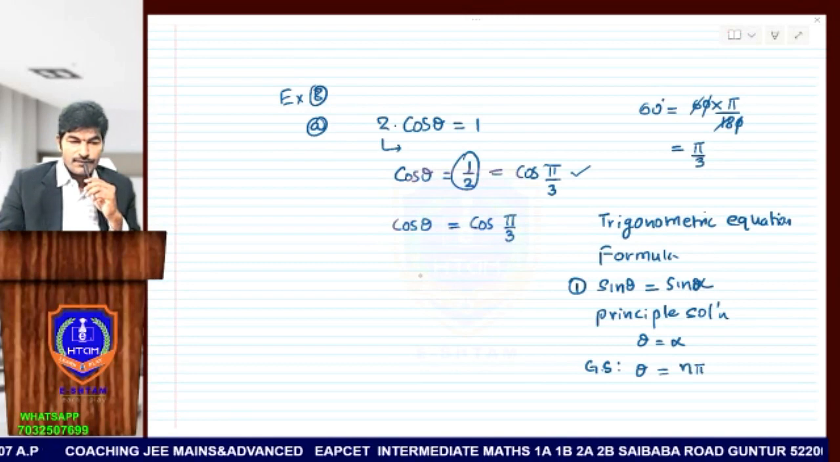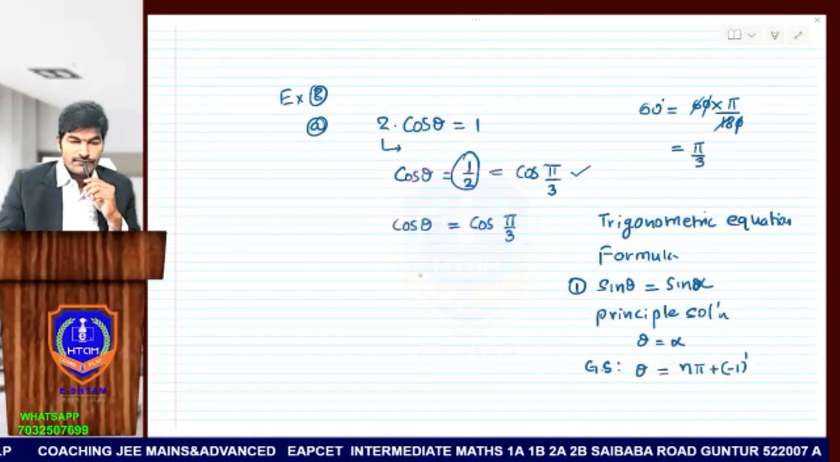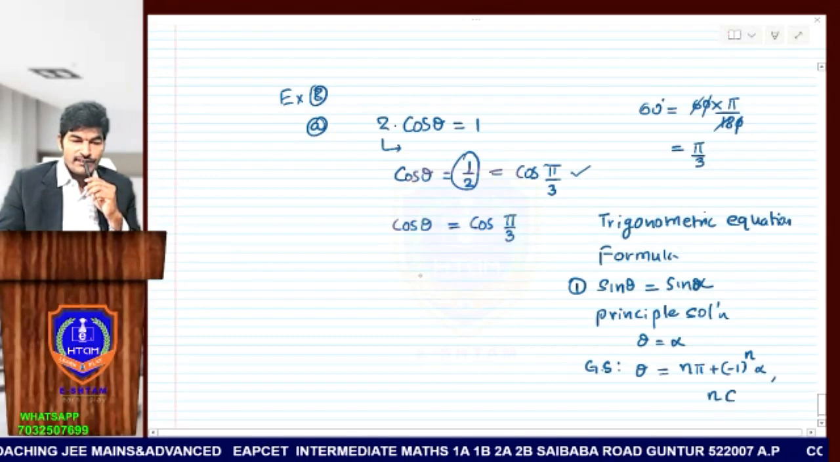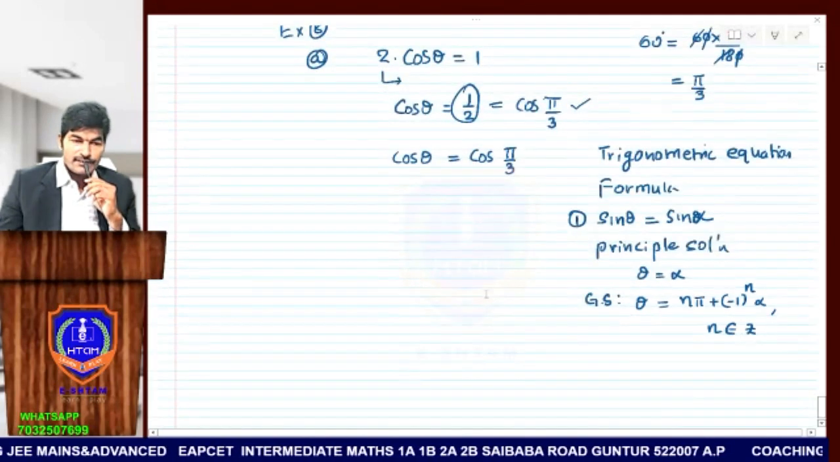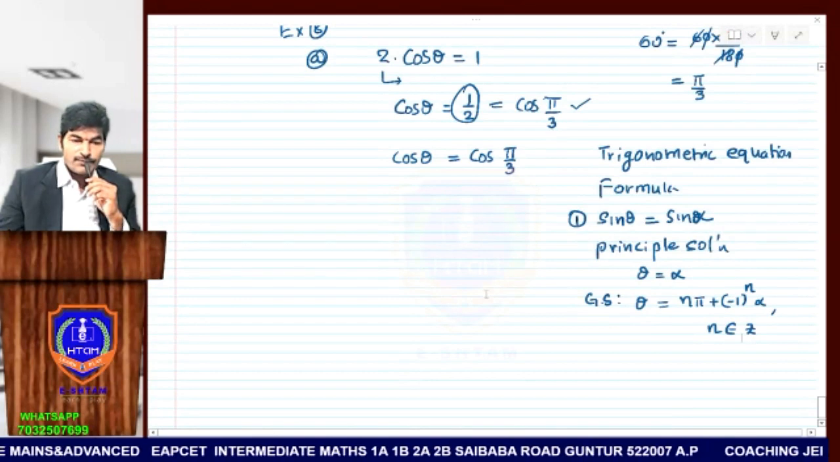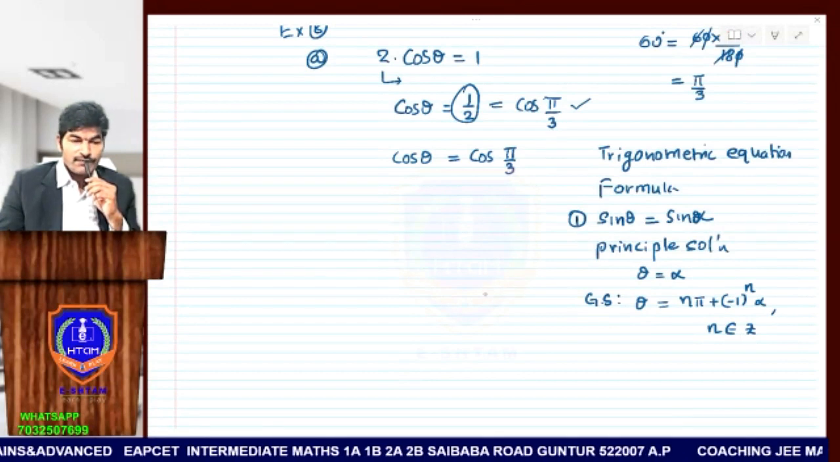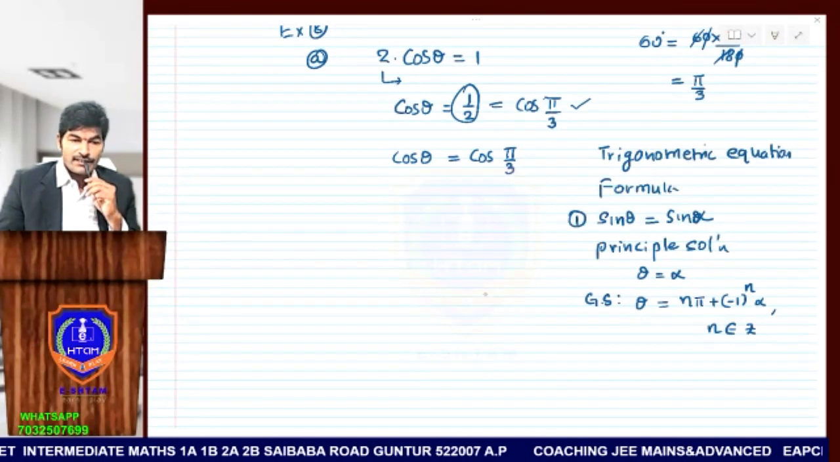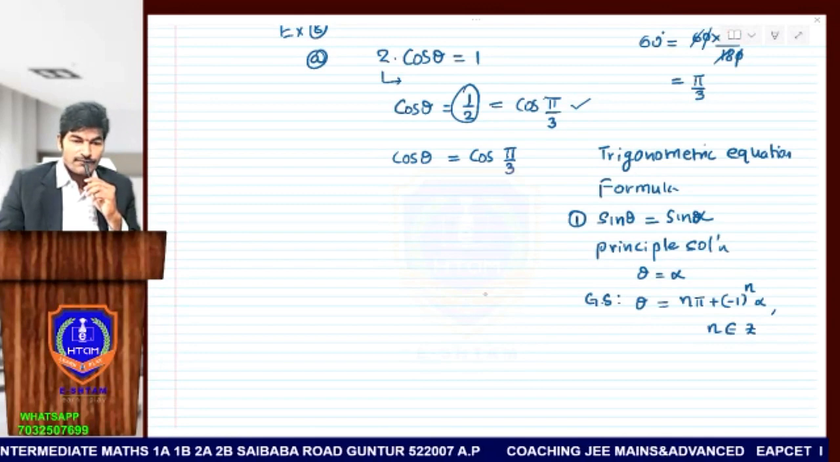n pi plus minus 1 to the power of n into alpha, where this n is an integer. You can take any integer. Either you can consider negative values. Integer means you can consider n as 1, 2, 3, 4, and so on, or you can also consider 0, and also -1, -2, and so on. This is what is called an integer: negative, positive, including 0, not fractions. You cannot take n value as 1/2. That's what we are mentioning here.